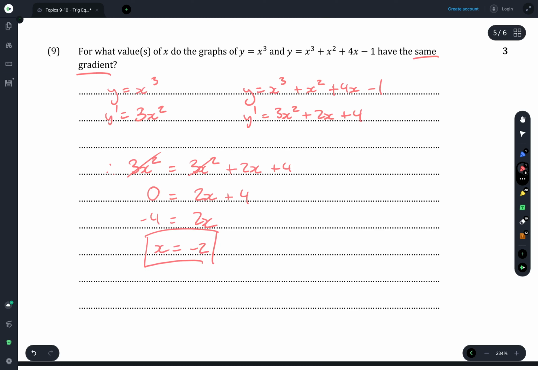And if you were to put this into Desmos or something, when x equals negative 2, you'll see that they have the same slope. The question isn't asking us to find that gradient, although we could easily do that by substituting x equals negative 2 into either one of these gradient functions. But basically what it comes down to is differentiating them and then solving them simultaneously to find any values of x. Anyway, that's the end of the quiz.